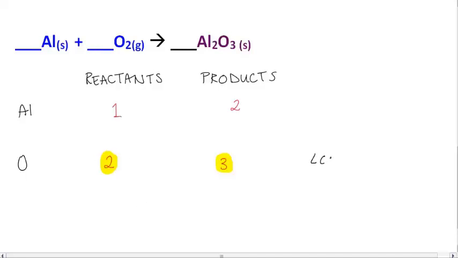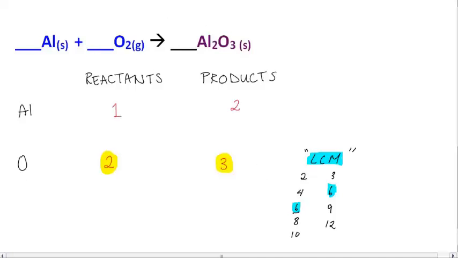So lowest common multiple, you might remember from algebra class, is the lowest number that's a multiple of both of these. So if I start listing multiples of 2, 4, 6, 8, 10, then I start listing multiples of 3, 6, 9, 12. The lowest number that's a multiple of both 2 and 3 is 6. That's called the lowest common multiple. So whatever number of oxygen atoms I end up with is going to need to be a multiple of 2 and a multiple of 3.